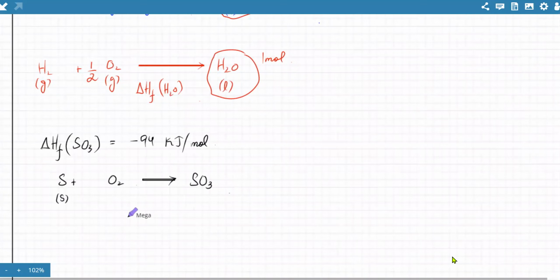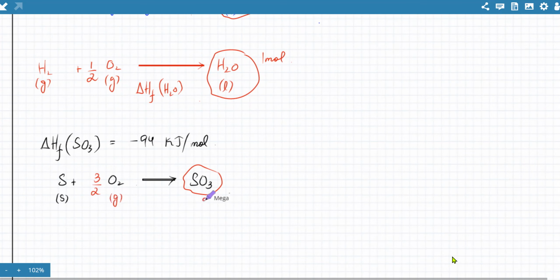So coming back to this, 1 mole of SO3 would be produced from its constituent elements. Now we've got 3 oxygens over here. In this reaction, 1 mole has to be produced. So over here, they should be multiplied by 3 by 2. And don't forget writing the states. I mean, you should know what SO3 is. SO3 is a gas.